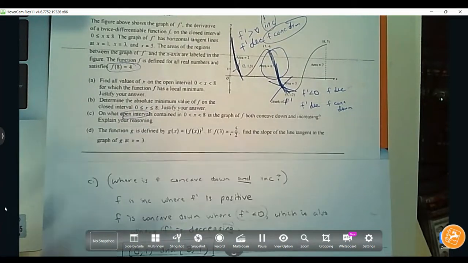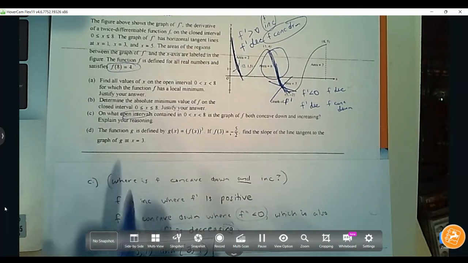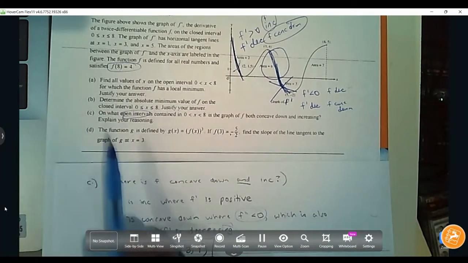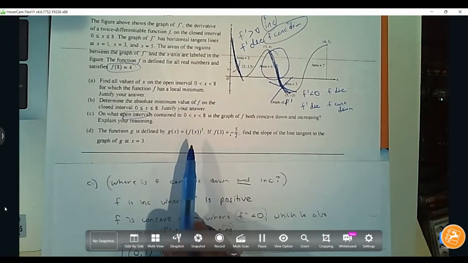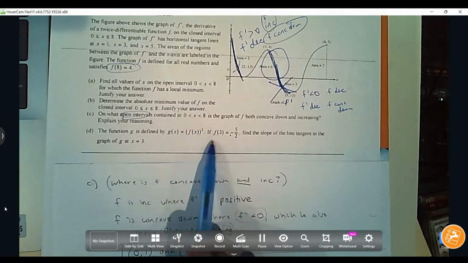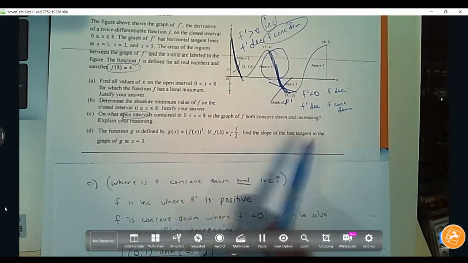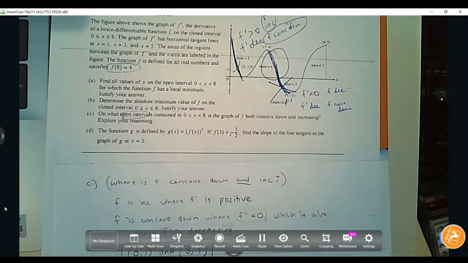Okay, and then the last one is kind of different. It doesn't really look like all the rest of the parts. So function g is defined by this. I see it's f of x and then a cubed outside, so I immediately think composition, I think chain rule. And we're given that f of 3 is this. We want to find the slope of the line that's tangent to the graph at x equals 3.